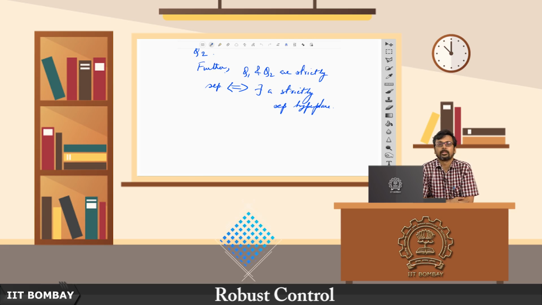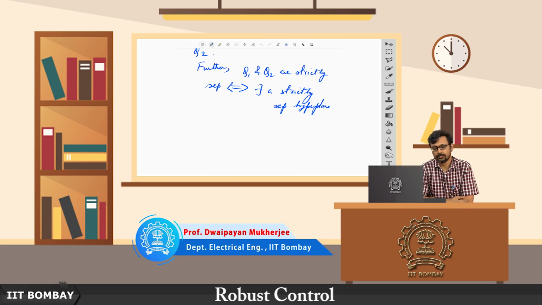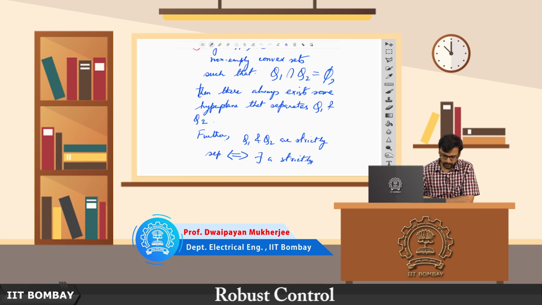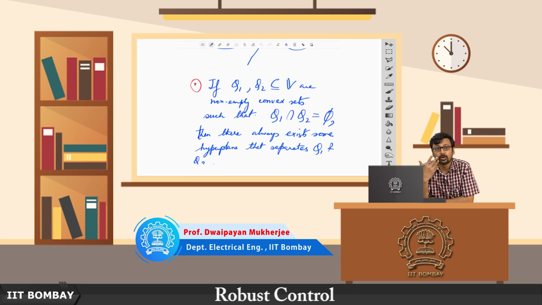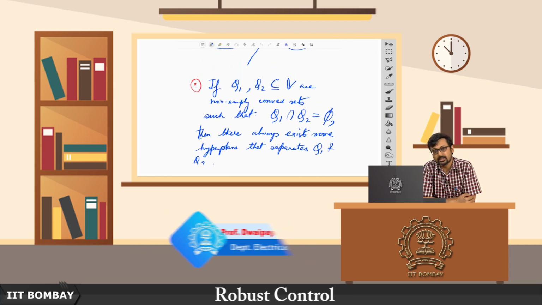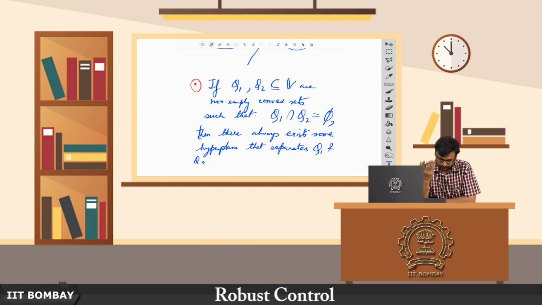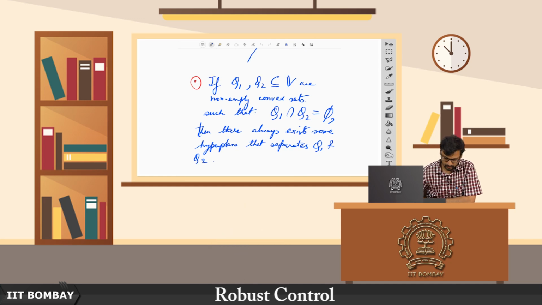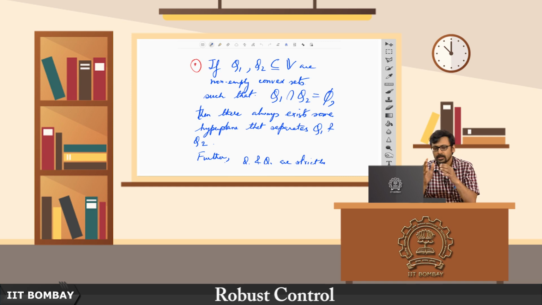Welcome back to another lecture of this course on robust control. So in the previous lecture, we've begun to see the properties of convex sets, and why they are such a desirable class of sets. The last result we saw is that if you have two convex sets, then it's pretty easy to figure out whether there does exist a hyperplane that separates those two convex sets.